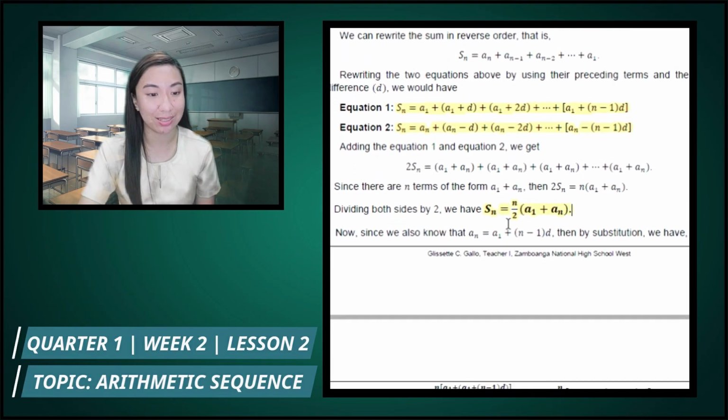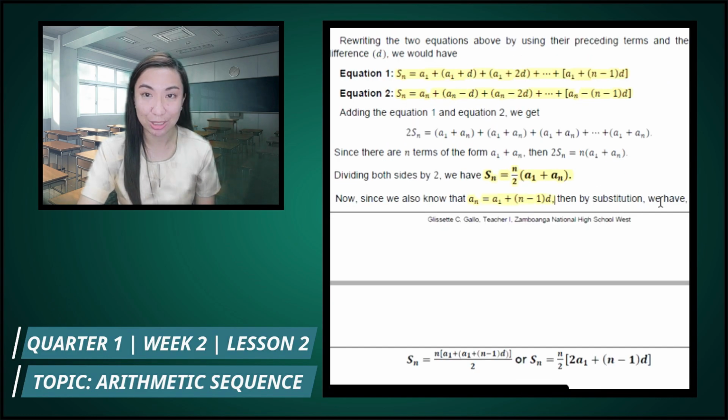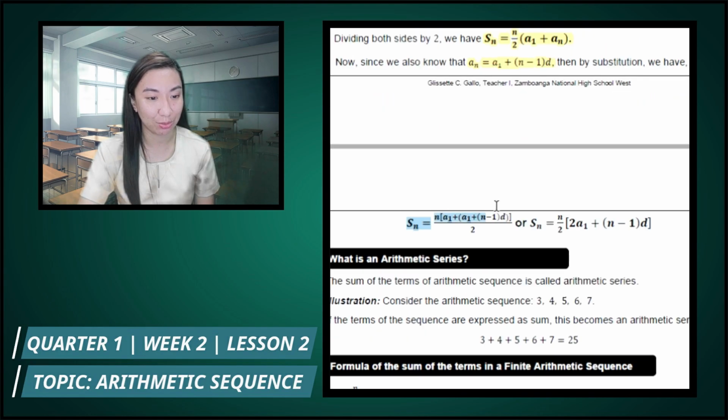So s sub n is equal to n over 2 times the quantity of a sub 1 plus a sub n. Now, since we also know that a sub n equals a sub 1 plus the quantity of n minus 1 times d, then by substitution, we have this one. So we can use either of the two. It can be s sub n is equal to n times the quantity of a sub 1 plus the quantity of a sub 1 plus the quantity of n minus 1 times d, all over 2.